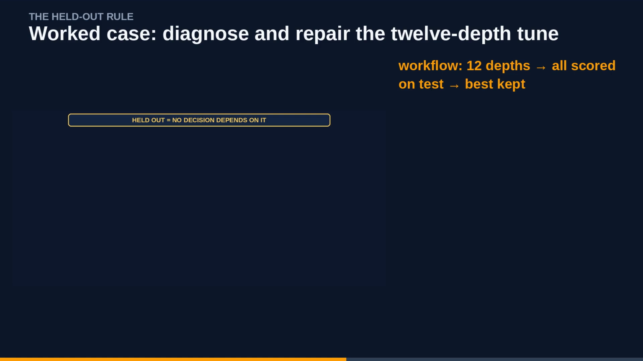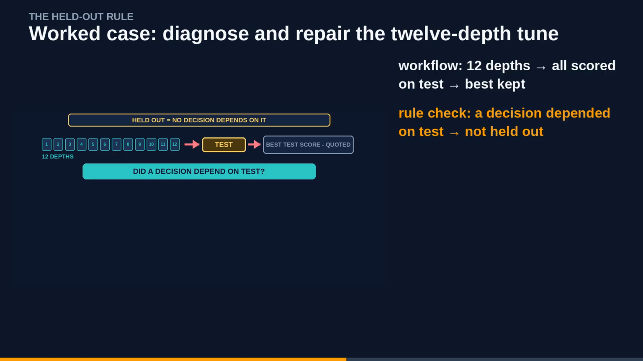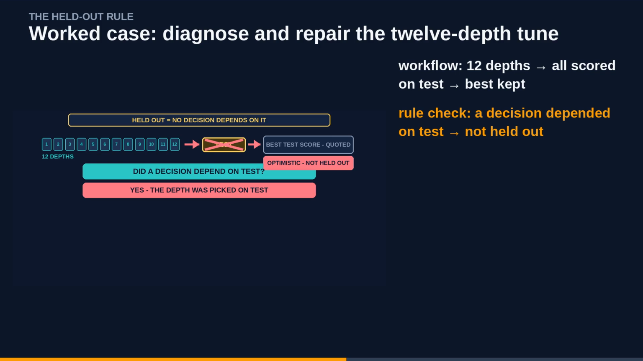Use the held-out rule to diagnose a broken tuning workflow, then repair it without touching the model. Ask the rules one question. Did a decision depend on the test pile? Yes, choosing among 12 depths is a decision, and it was made with test scores. So the moment the depth that looked best was kept, the test pile stopped being held out. The quoted score is tuned to those exact rows and flatters.